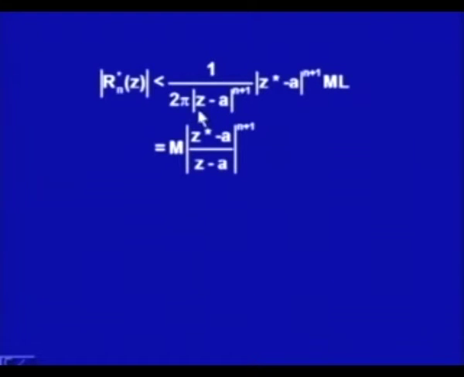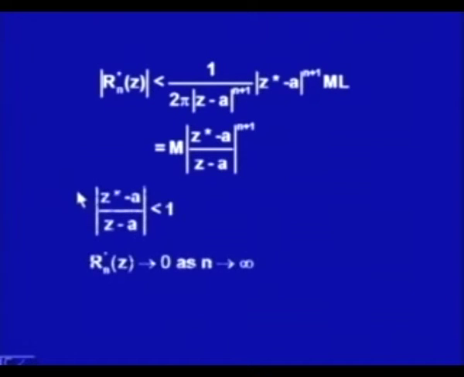So, we will have this integral is m times z star minus a divided by z minus a raised to power n plus 1, and since this term is less than 1, this modulus is less than 1. So, as n tends to infinity, this term will become smaller and smaller, and ultimately R n star z will tend to 0 as n tends to infinity. With this, we have been able to represent the function f z in powers of z minus a, and in the series we have both positive powers of z minus a as well as negative powers of z minus a. So, let us illustrate this with the help of an example.